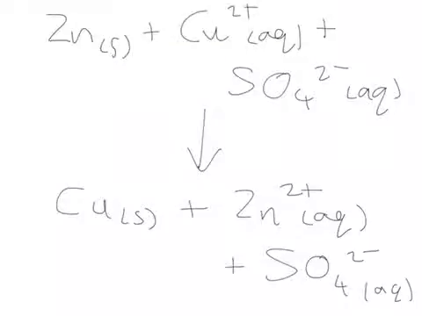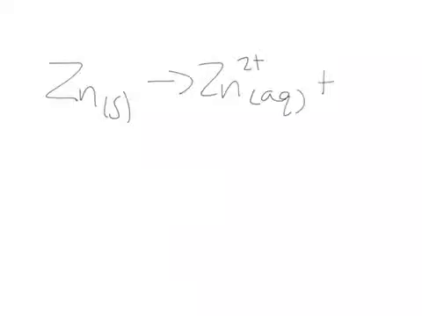What we can do is cancel off the sulfate ions. These are known as spectator ions. And we have zinc solid plus Cu2+ aqueous going to Cu solid plus Zn2+ aqueous. We can break this down even further into the half equations. For the half equation for zinc, it's Zn solid going to Zn2+ aqueous plus 2 electrons. This is showing oxidation.